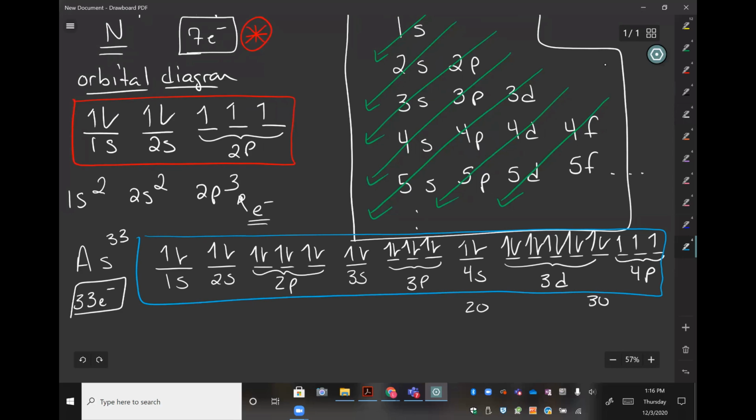Okay. Again, if we were to write this in the long form, we would just replace the arrows with exponents. 1s2, 2s2, 2p6, 3s2, 3p6, 4s2, 3d10, and then 4p3. All right, so that is how you do the electron configuration for orbital diagrams and the longhand.